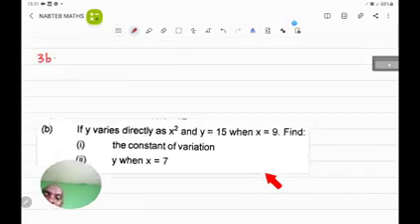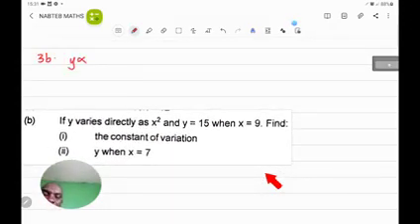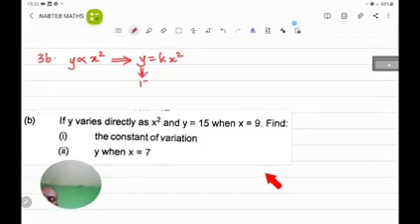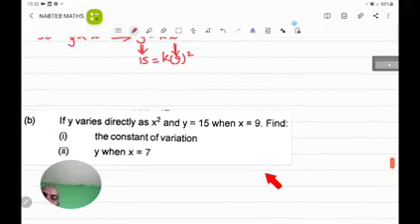3b now. y varies directly as x squared, which of course means I can write y is equal to kx squared, and we're given y to be 15. The k is not given, but the x is given. What's the x? The x is given to be 9 square. Then where to find the constant? This 15 is equal to 81k. Okay, 9 square is 81.